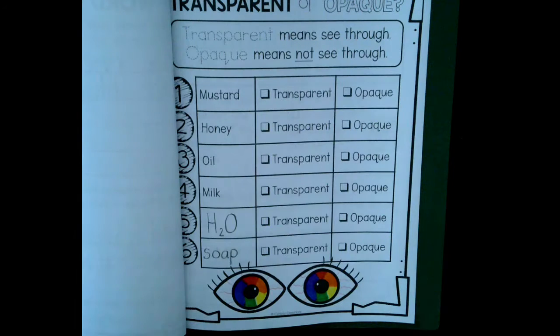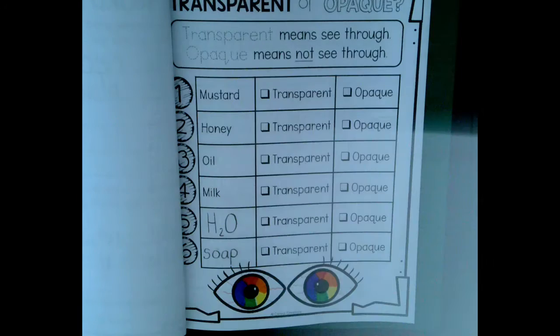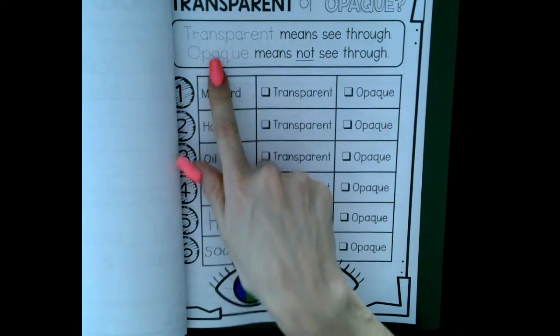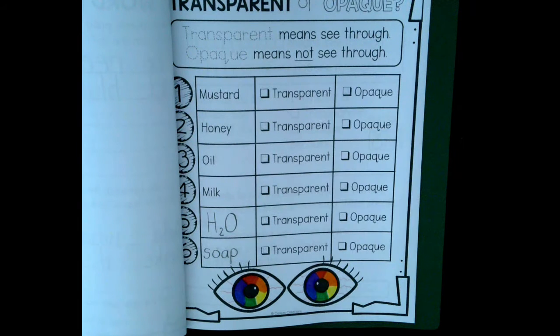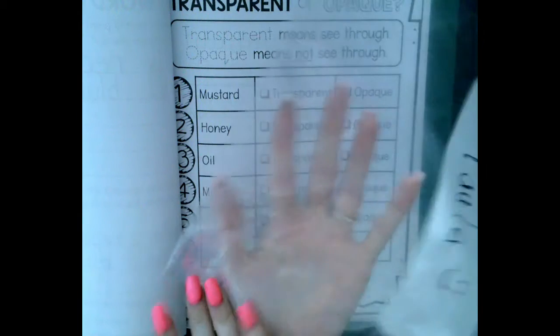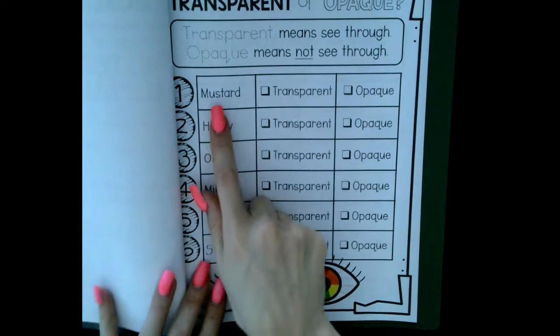When I have this piece of paper, you can't see through it. You can't see my hand. So if something is see-through, it means that you can see through it. If it is opaque, that means it is not see-through. So out of the two examples I gave you, the paper would be opaque and the bag would be transparent. Okay?